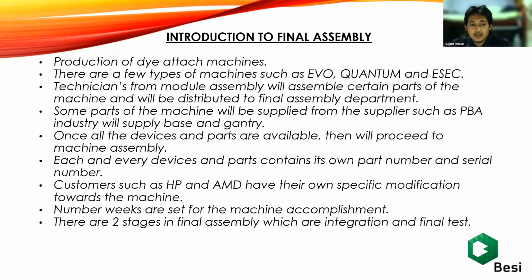I will start with the introduction to final assembly, which is my department. Final assembly is the production of die attach machines. There are a few types of machine in the department, such as Evo, Quantum, and EZ. The technicians from module assembly will assemble certain parts of the machine and distribute them to the final assembly department. Some parts are supplied by suppliers, such as PBA Industry, which will supply the base in country, which means we are not making that. We wait for the supplier to give us the base in country.